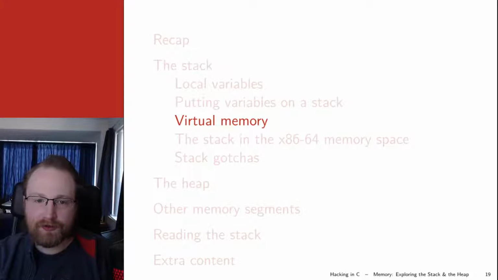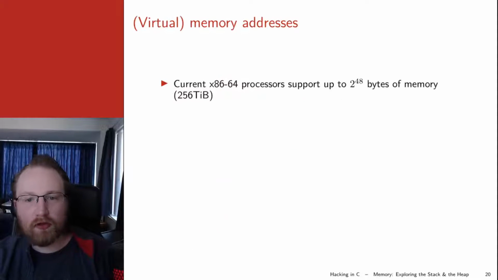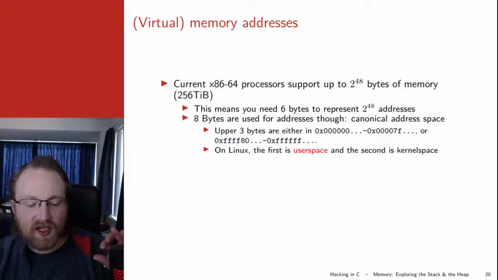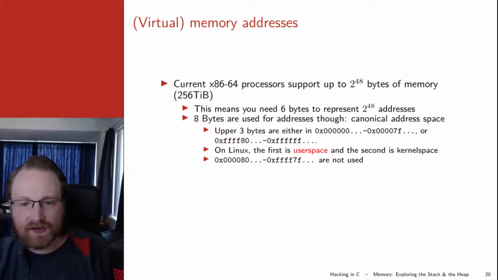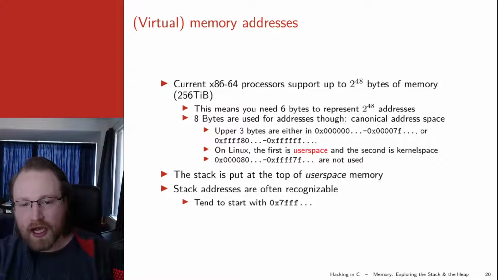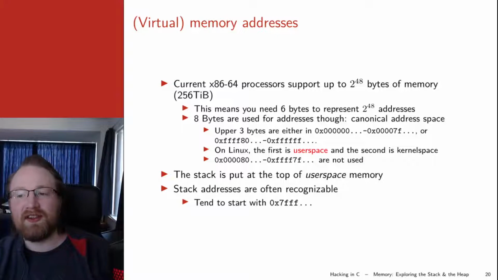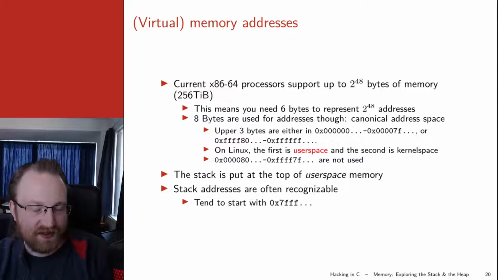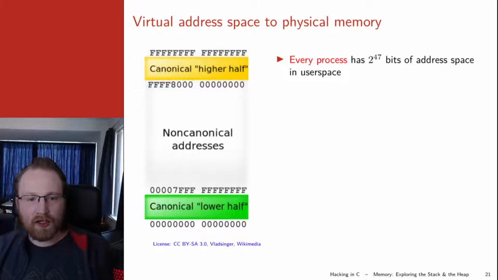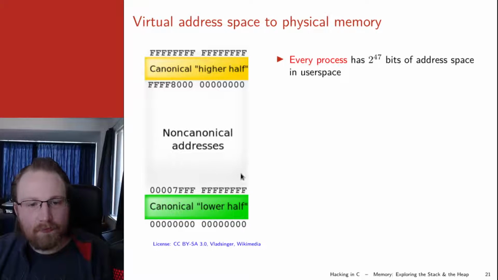Now, where do we put the stack in memory? Where is the top? Well, remember that we have these 6 bytes to represent these addresses. It gets split up into user space and kernel space, and the top half of memory is kernel space on Linux and Windows. So the stack is put at the top of the user space memory, and therefore stack addresses are recognizable because they tend to start with 0x7FFF, not 0xFFFF, which you would expect if it was really at the top of all memory. So basically your process mostly works with this lower half of the canonical address space.